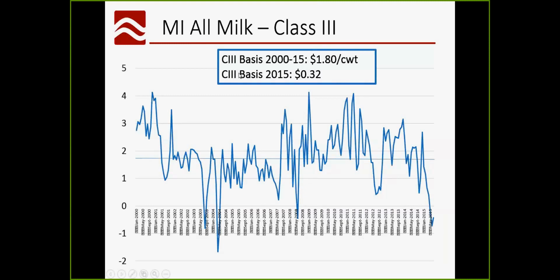But still, this basis between the Michigan all milk and the Class 3 long run has been a positive $1.80. It's been 32 cents average in 2015 for these months, and that went negative here to minus 50 cents or so. So now, the last couple months you've probably been looking at a negative basis relative to the Class 3 futures for the mailbox. And if you're budgeting for this next year, that might be what your creditor is suggesting you do: look at what it looks like at minus 50 cents or a dollar, which is not good. And hopefully this is not a long run situation and that it turns around.